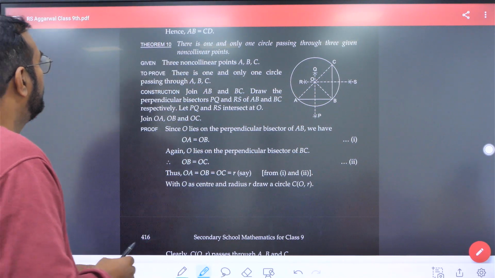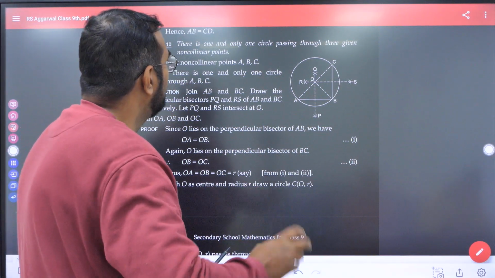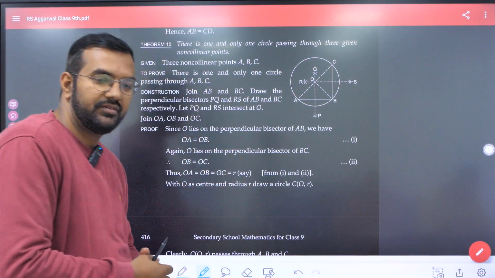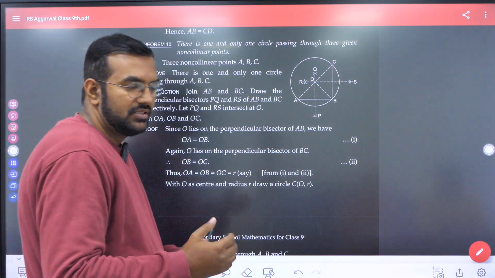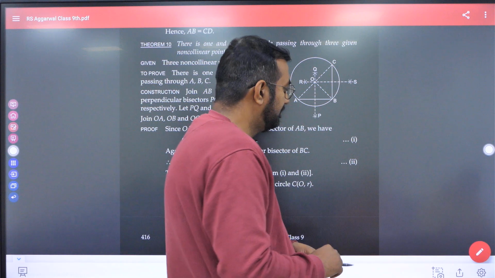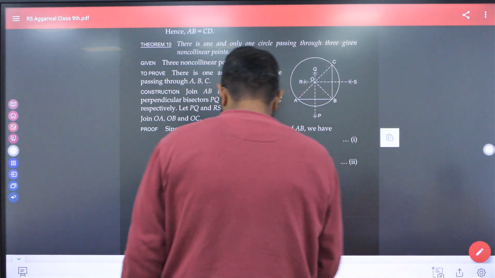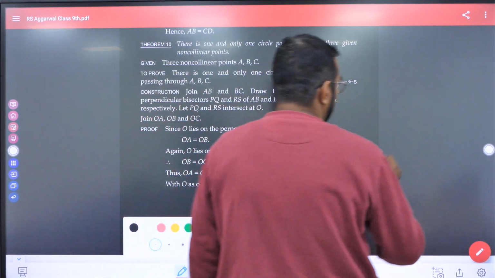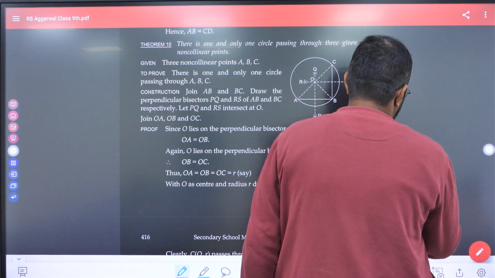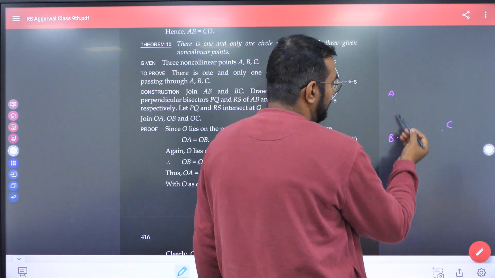So here we have another theorem, that is, there is one and only one circle passing through three given non-collinear points. Let's first try to understand what the theorem is. The theorem is, if there are three non-collinear points A, B, C. You can see these three are non-collinear.